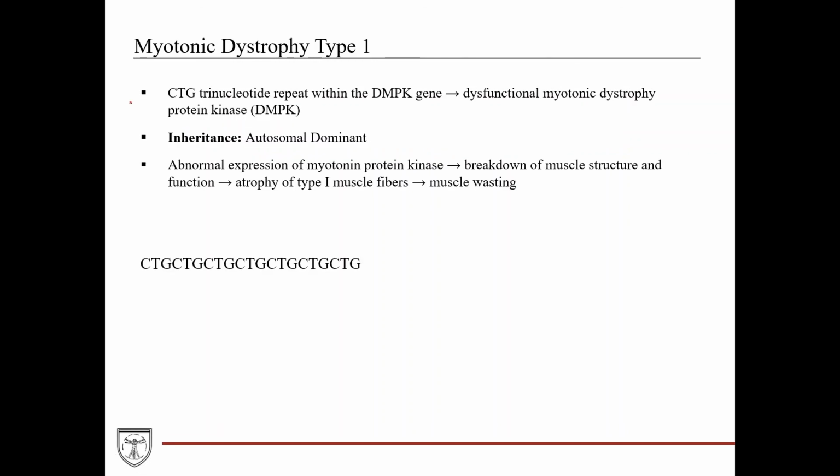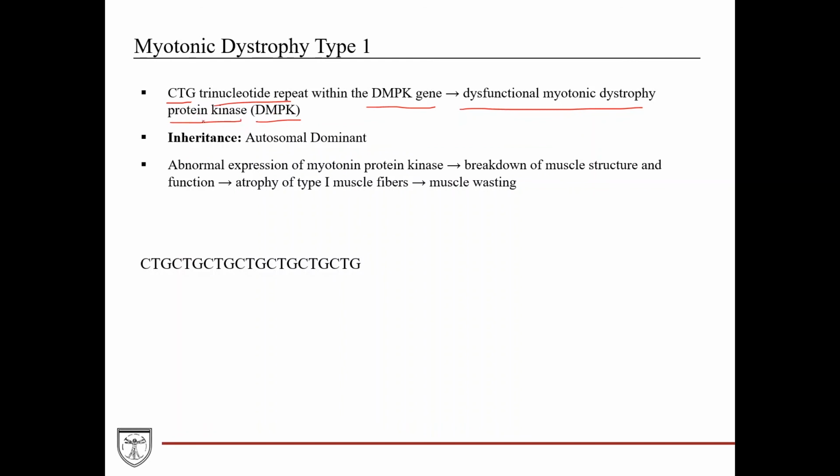So the third and final disease we'll talk about in this lecture is myotonic dystrophy type 1. And you may recall we made mention of this back in Unit 5 when we talked about trinucleotide repeat disorders, because this is an example of a disease caused by a trinucleotide repeat, specifically a CTG trinucleotide repeat within the DMPK gene, which stands for myotonic dystrophy protein kinase, which codes for the myotonic dystrophy protein kinase protein.